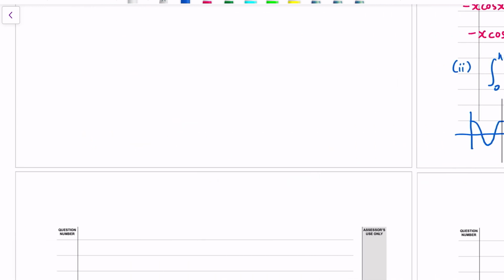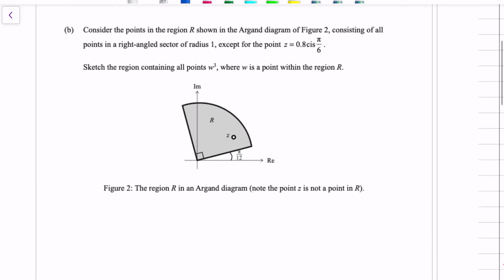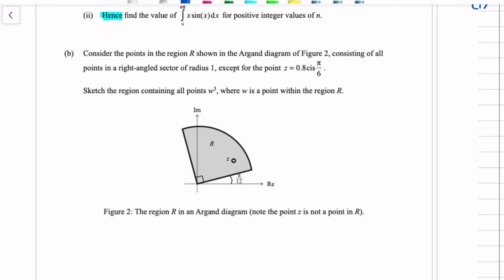Okay, part B, my favourite question. Consider the points in this region, shown in the Argand diagram. Consider all points in a right-angled sector of radius 1, except for the point z equals 0.8 cis pi over 6, which seems like a pretty strange choice of z. Sketch the region containing all points w cubed, where w is a point within the region R.